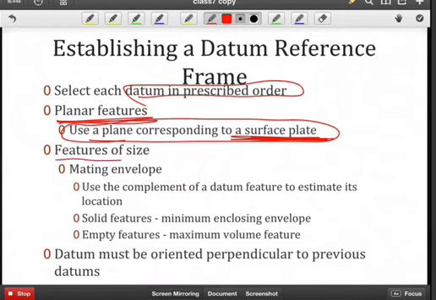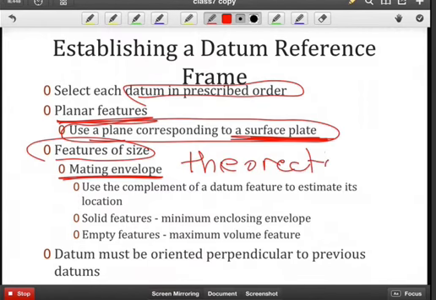A feature of size is different. We introduce that concept of a mating envelope here. And here we'll use the complement of a datum feature. And by the way, this mating envelope is a theoretical geometry. In other words, it's a perfect geometry, which means it doesn't exist. But if you think about the feature itself, you take the complement in terms of a solid feature.